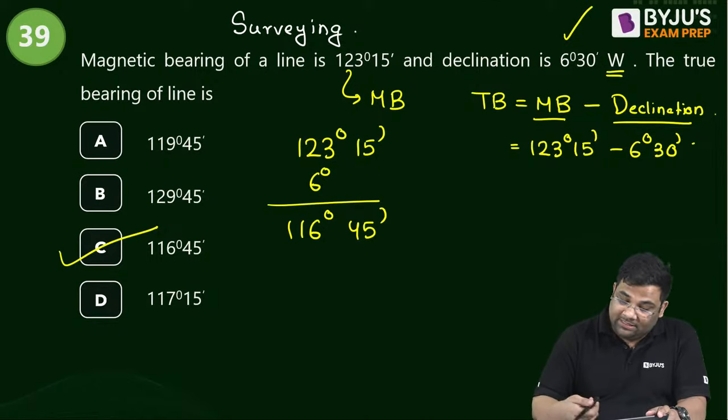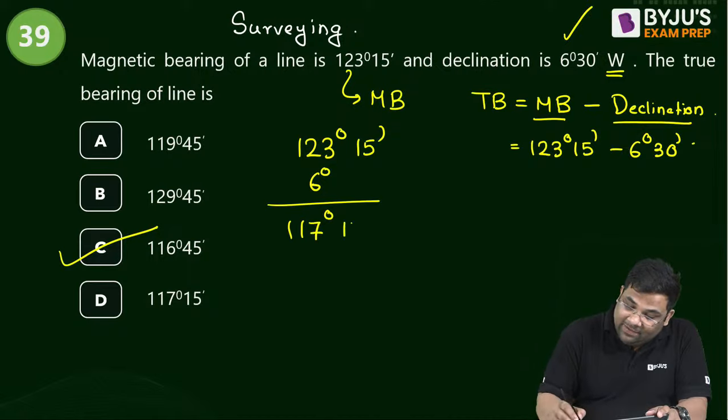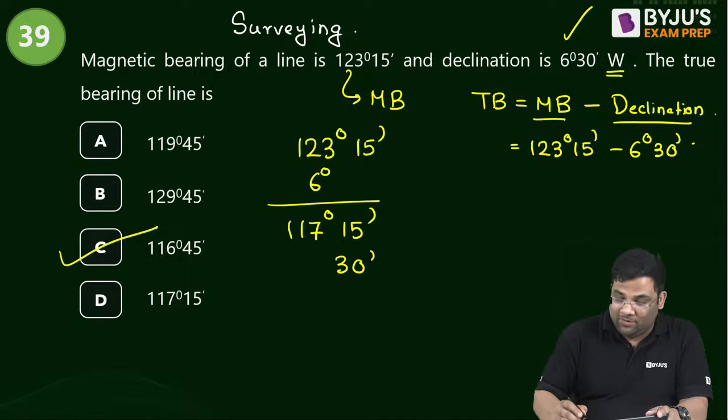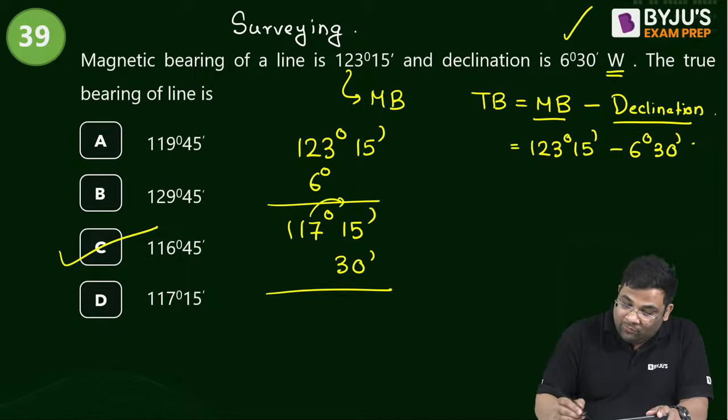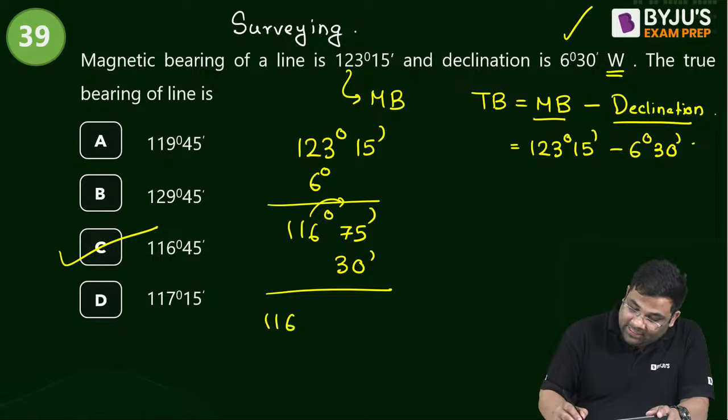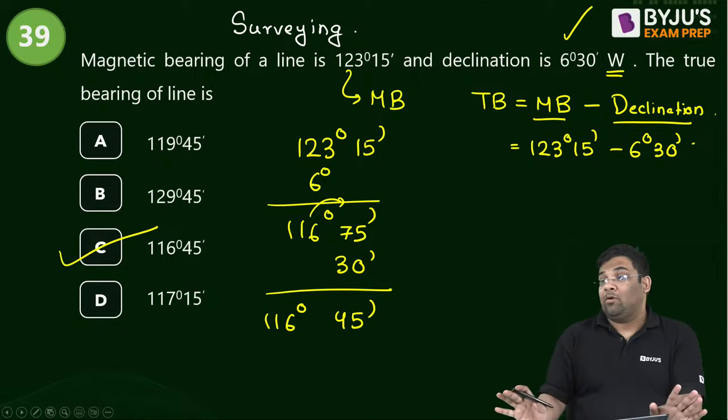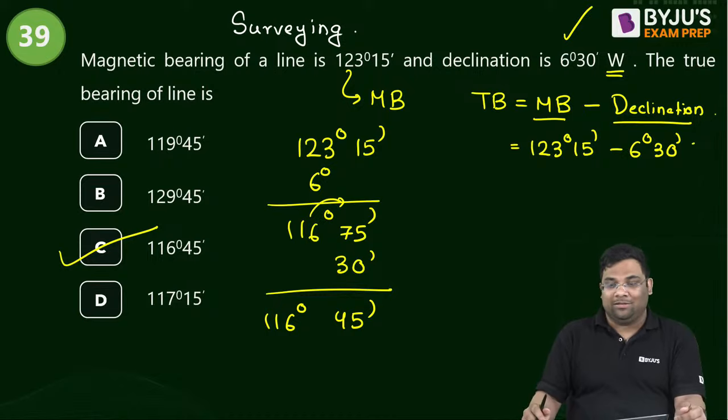See, you can subtract 6. If you subtract 6, how much will you get? 117 and then 15 minutes. Then you subtract 30. Subtract the 30 also, if you find subtracting difficult. You have to borrow 1 degree, so it becomes 60, it becomes 75, right? It becomes 116, right? So 116 degrees and then 45 minutes. So the answer is this. Very straightforward, but you are committing mistakes.